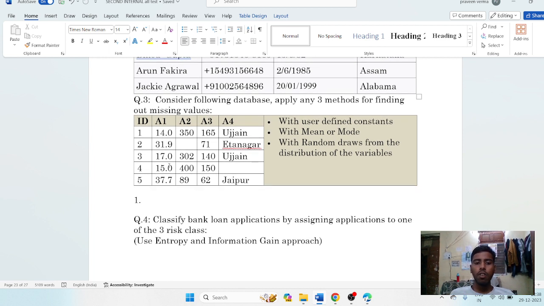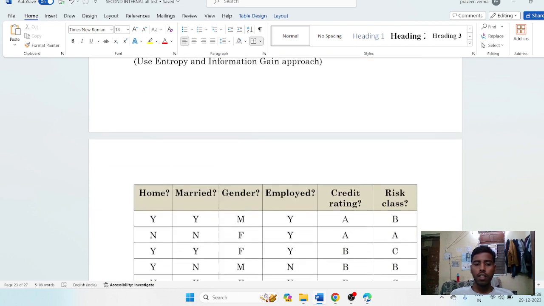We use mean for finding numerical values, and we use mode for finding categorical values like this. Ujjain comes here 2 times, so we will also specify Ujjain here. Let's come to the answer.